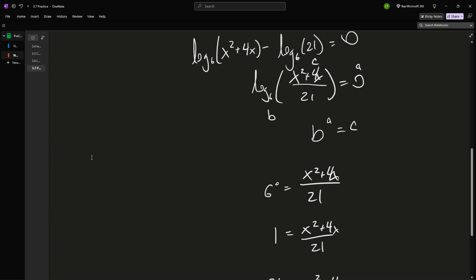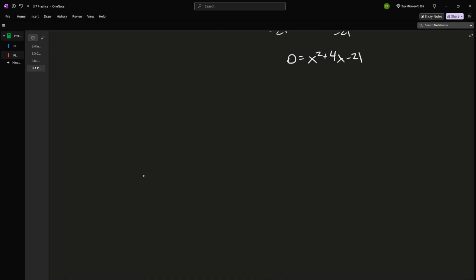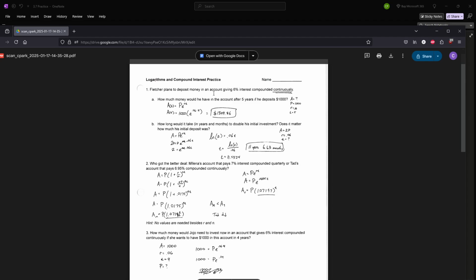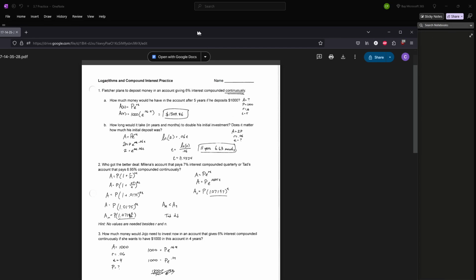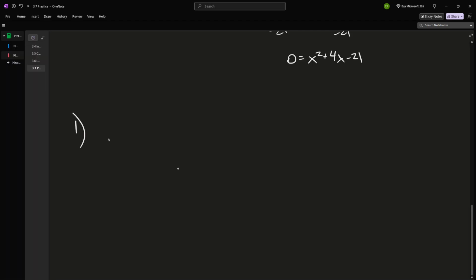Okay, one last quick one before I have to go. So looking at number 1, I know we did number 1 in class, but I'll just say it again to have an example. So you have Fletcher, and he's depositing money. He plans to deposit money in an account. It's being compounded continuously. Once I see continuously, I should immediately be like, oh, it's A of t. It's immediately this. If you see how many times it's compounded, it's going to be compounded continuously. Continuously means E.